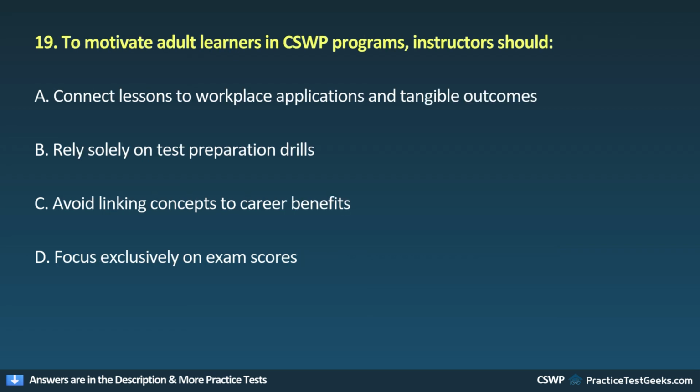19. To motivate adult learners in CSWP programs, instructors should: A. Connect lessons to workplace applications and tangible outcomes. B. Rely solely on test preparation drills. C. Avoid linking concepts to career benefits. D. Focus exclusively on exam scores.